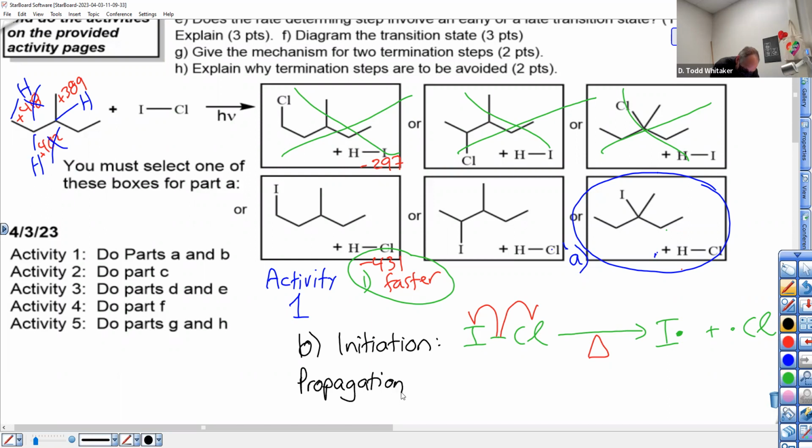Propagation 1. You got to use the halogen that's going to get an H. Now, you've already answered that question. Which halogen gets the H based on what you circled? Cl. Copy the Cl dot. Which hydrogen needs to be taken off of my organic molecule to make the product I circled? The tertiary one.